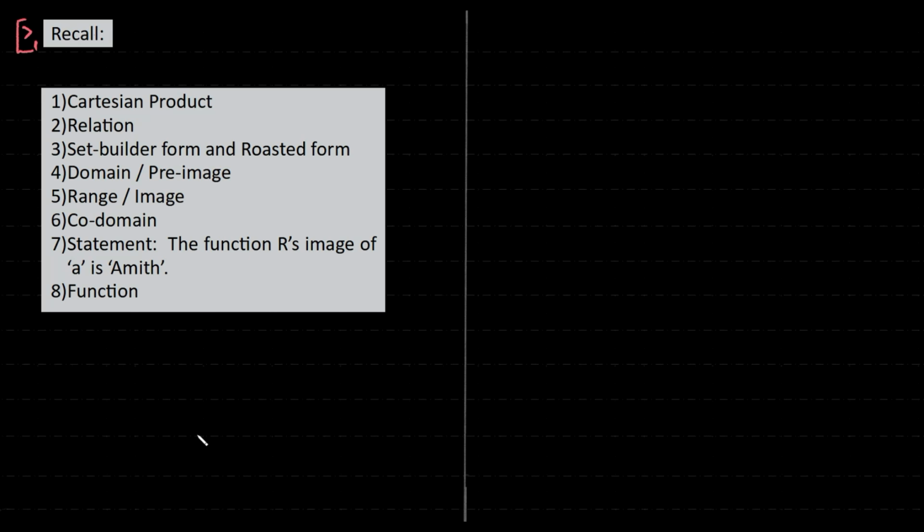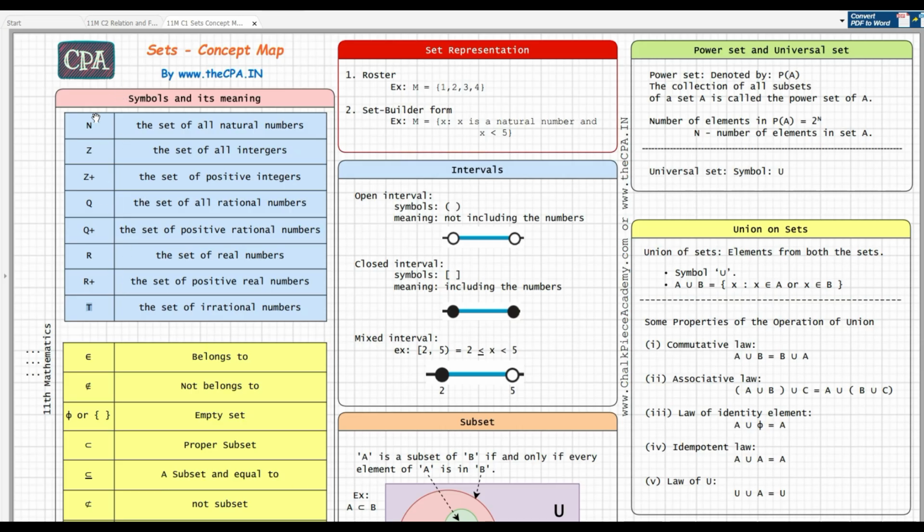Before we start off with the chapter itself, let's look into a few things that we have already learned. Starting off with the set of symbols. N stands for natural number, Z integer, Z plus positive integer. This is rational which is positive. So 0 is not included in that, right? Then we have real number, positive real number and irrational number.